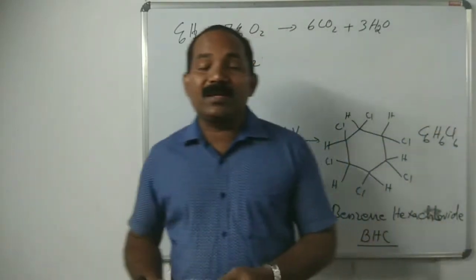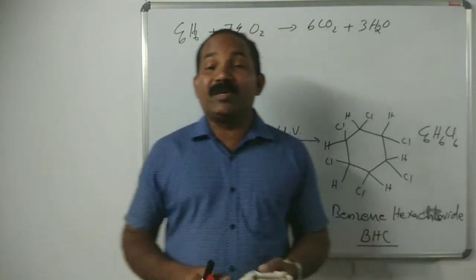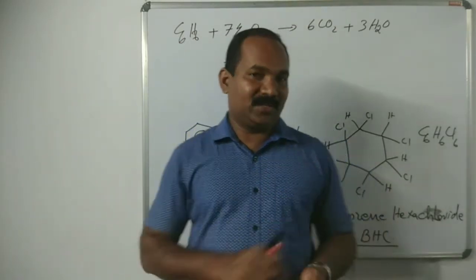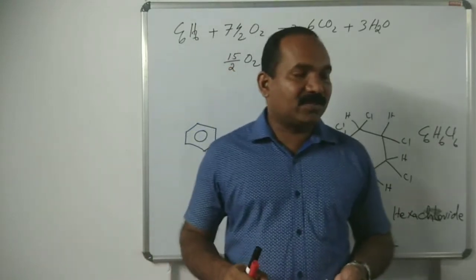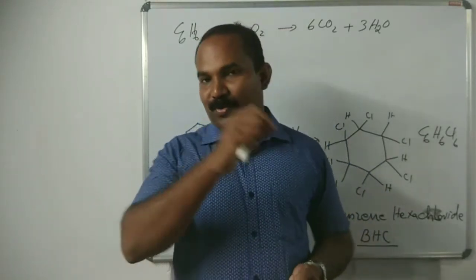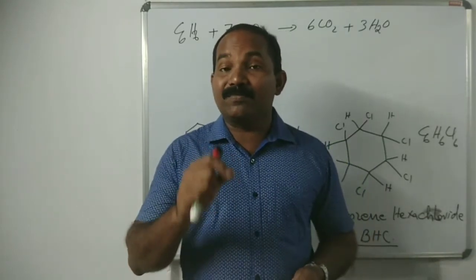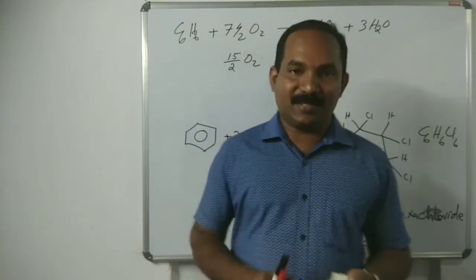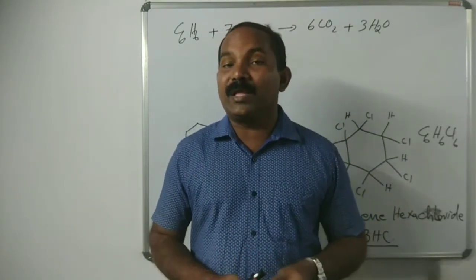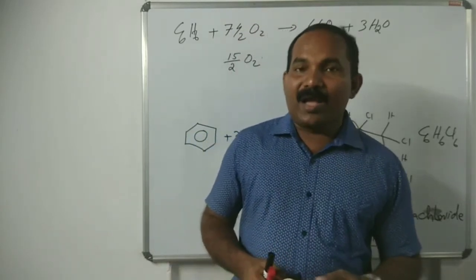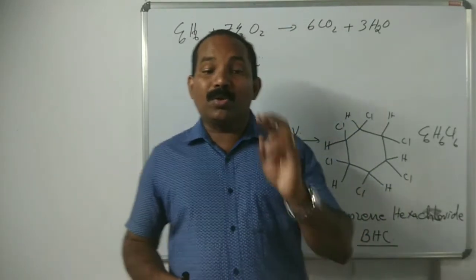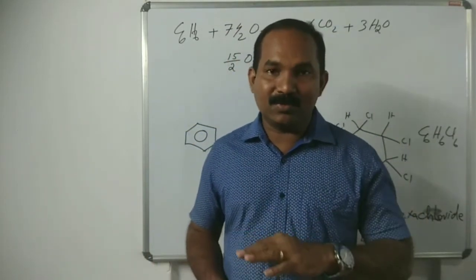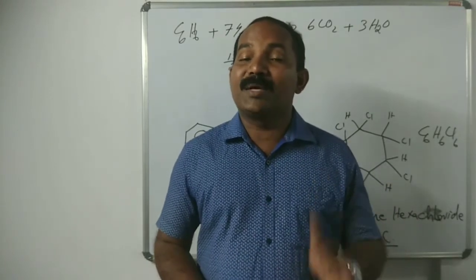Next we discuss the directive influence of a functional group in a mono-substituted benzene. It is also known as the orientation effect. There are two types of orientation: ortho-para directive groups, and the other, meta-directive groups.